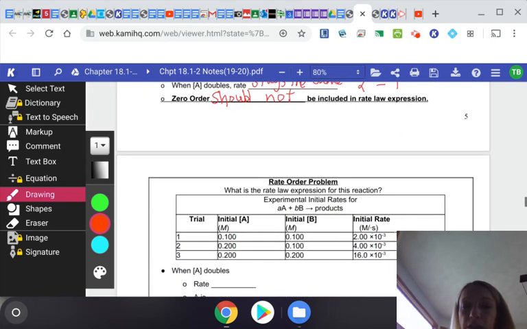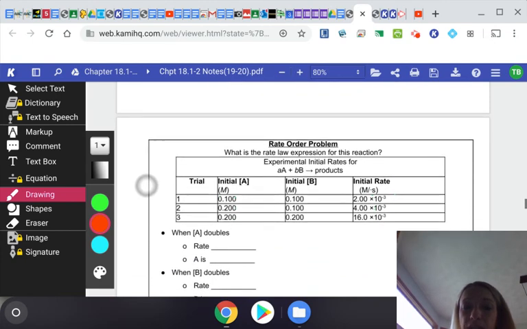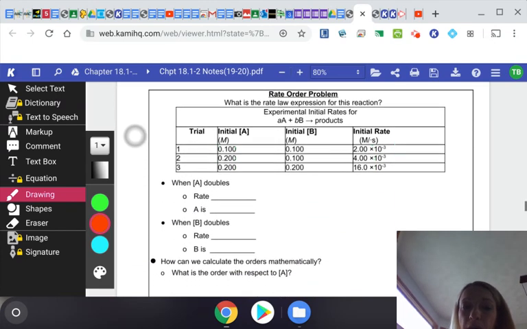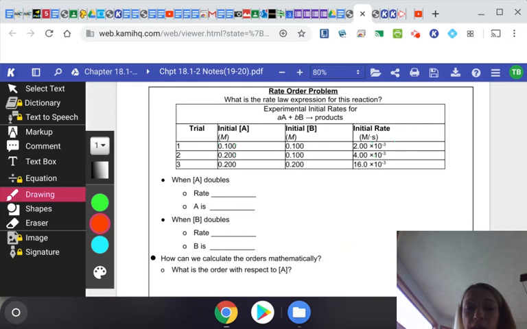So we're going to look at another sample problem here. I did a couple for you in the other video, but we're going to look at this one in our notes as well. So hopefully it'll start making a little bit more sense for some of you.